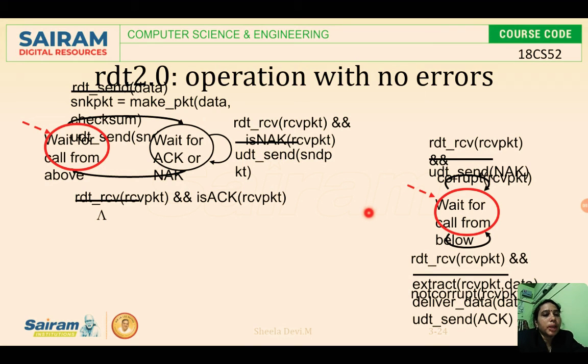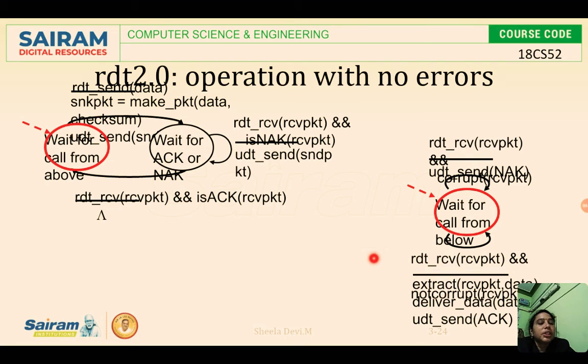What will happen if the received packet is corrupted? What is the action taken? The action taken is to send the negative acknowledgement. At the receiver side, the transport layer sends a message to the sender saying that it has not got the correct data, by sending a message called a negative acknowledgement, udt_send(NAK).